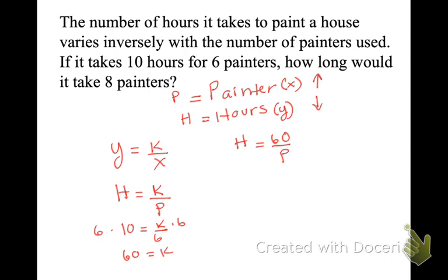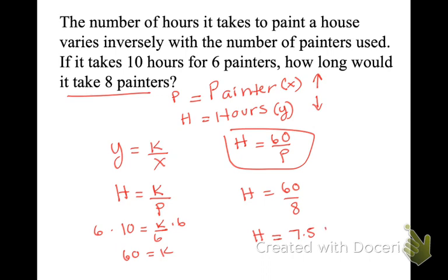Then it says, how long would it take 8 painters? Okay, they don't just want to know if you can write the equation. They want you to write the equation, then be able to use it. So h equals 60 over 8. And then we get hours is equal to 7.5 hours. Okay? So that's how we might see this in a word problem.